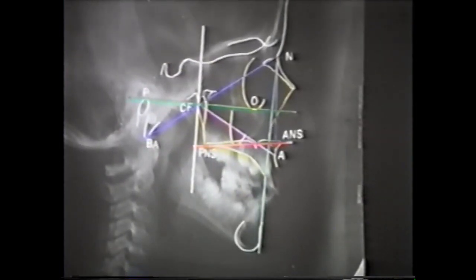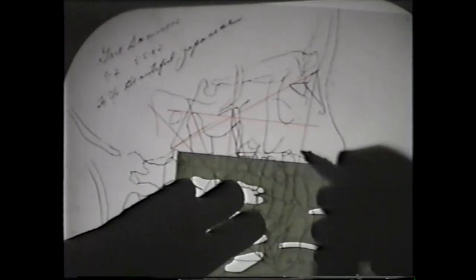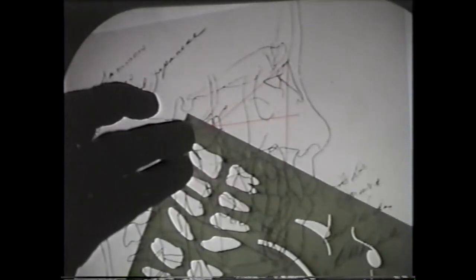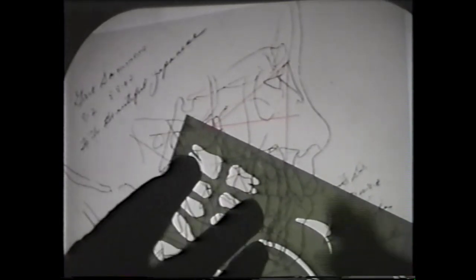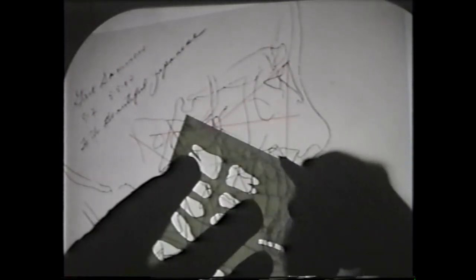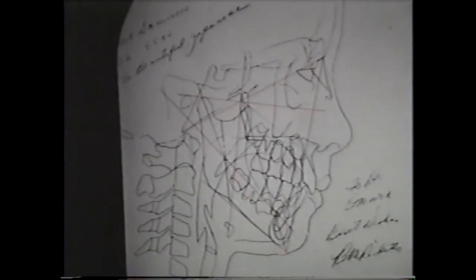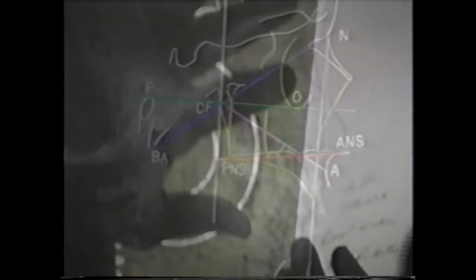Draw the palatal plane. Draw a line from CC to point A. Draw a line from nasion to point A. That's the nasal plane.